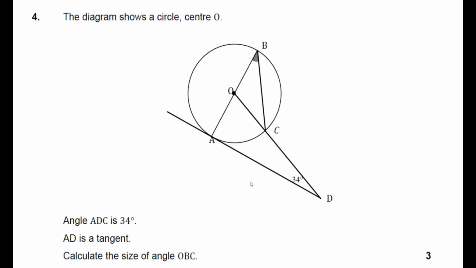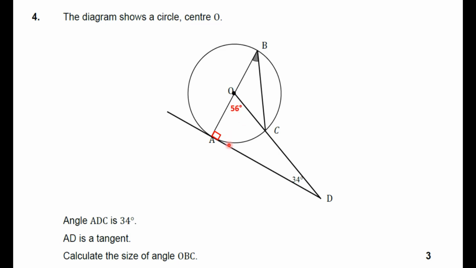The next question. We have to find this angle up here. We have a circle and a tangent. Now, if it's a tangent, then the angle there has to be 90 degrees. It's a right angle. Here it's 34. We can find this angle because it has to add up to make 90.